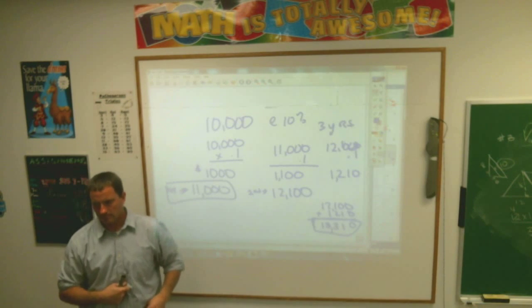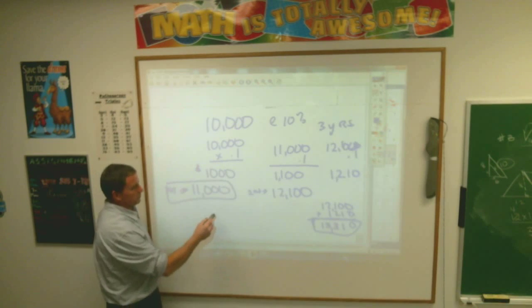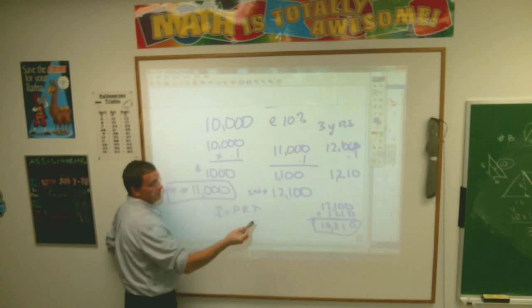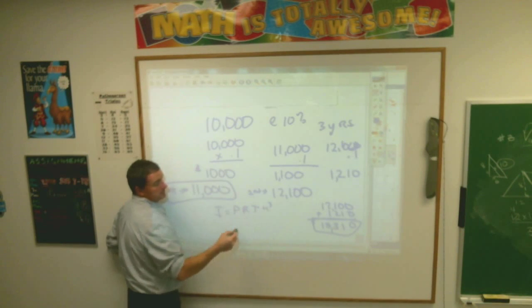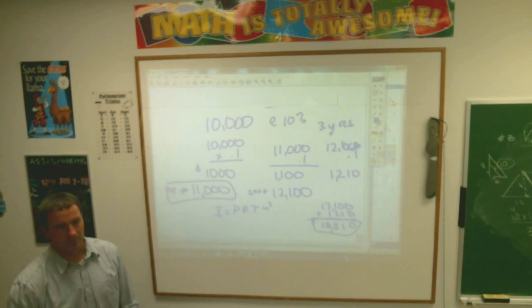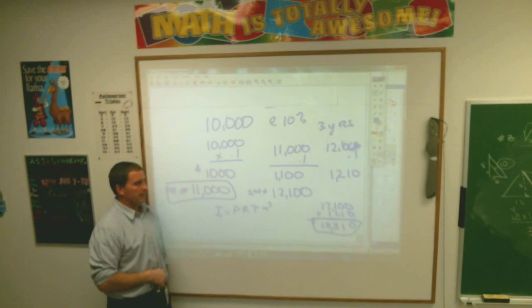So what's the formula for that? Interest equals principal times rate times time, but you have to do it 3 times. There is actually another formula, but I'm not sure.